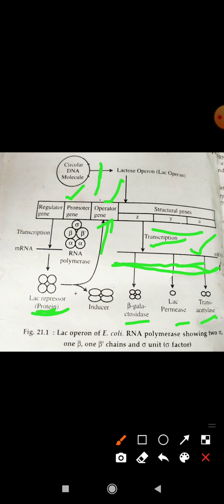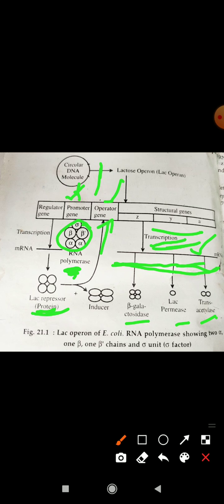mRNA transcription by structural genes takes place in the presence of the enzyme RNA polymerase. This enzyme, RNA polymerase, is responsible for transcription of mRNA. It is attached to the promoter gene. See here, that enzyme is shown over here, attached to this promoter gene.